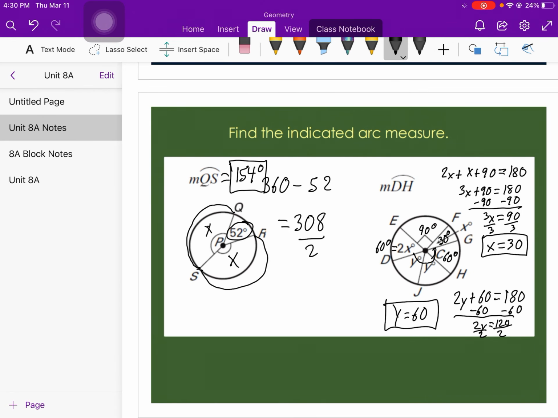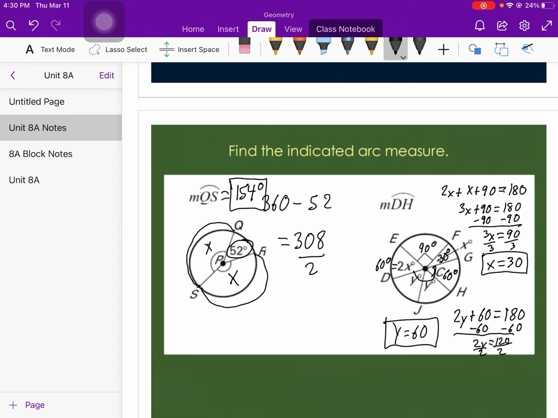All right, so some of the big takeaways just to remember are the circle adds up to 360 degrees. Looking for semicircles, half circles, which measure 180 are really useful. And when you are talking about arc measure, you're always going for the shortest distance possible. Unless there's 3 points, then you have to follow the path.